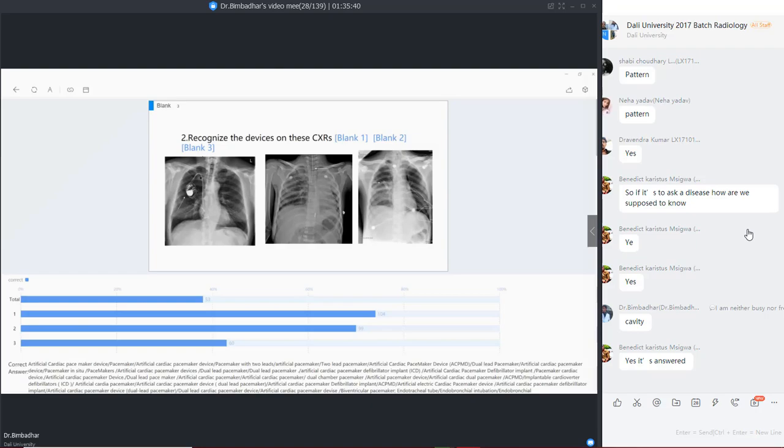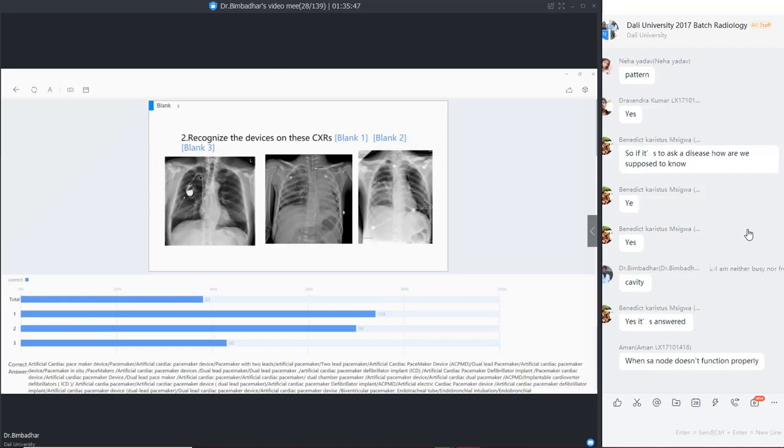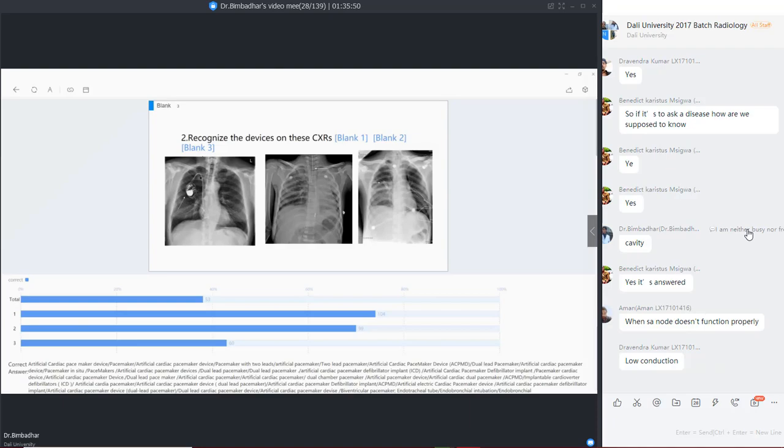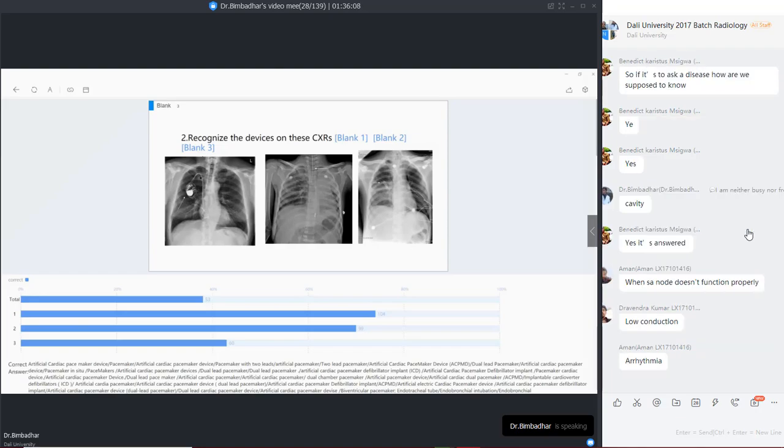Anybody, can you remember? No, I'm asking about the condition. The disease name. What do we call that condition? Okay, low conduction, the SA node does not function properly. What do you call those conditions? Arrhythmias, right? Or you also call them fibrillation disorders. Tell me one name of the fibrillation disorders or cardiac arrhythmias, one classical example that anybody should know.